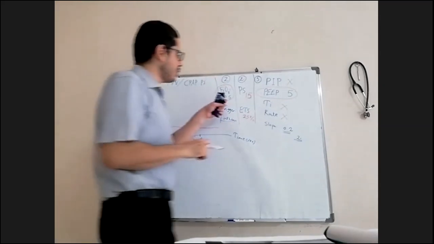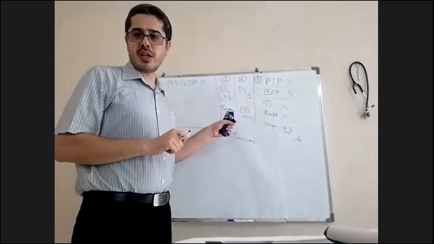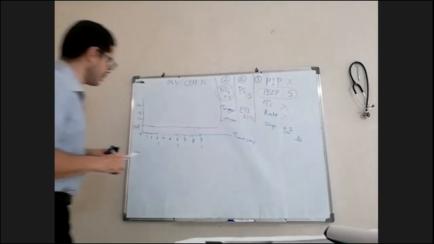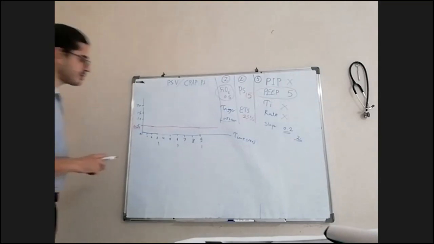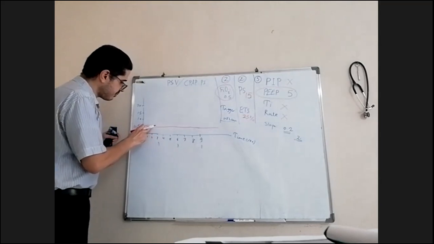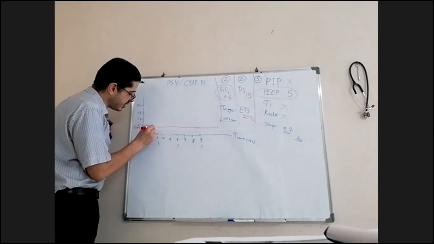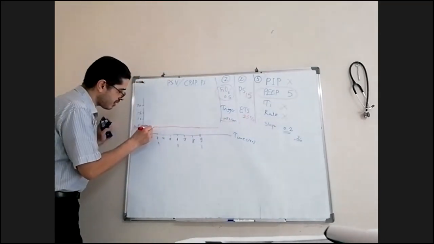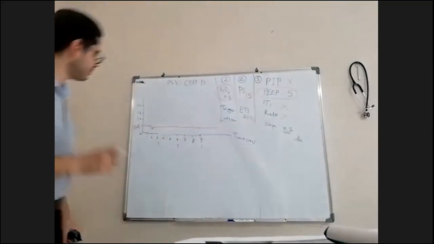So FiO2 definitely we have, and we have also trigger. Okay. So now, let's say the patient had 2 seconds here. Patient made negative effort and reached the trigger. Reached the trigger of 0.5 liter per minute. So what will happen? What will happen here?